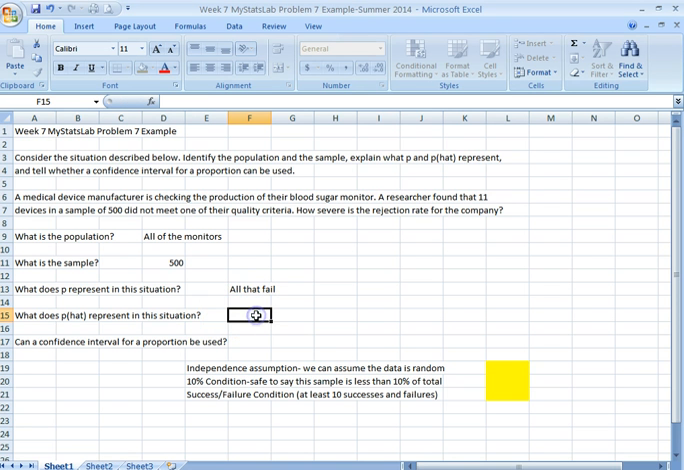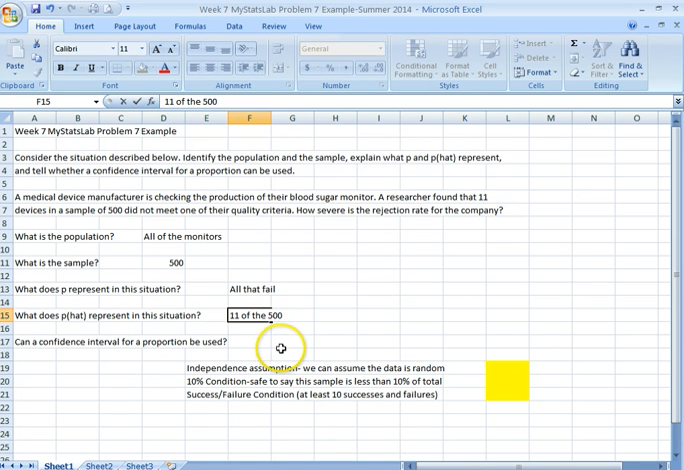All right, part 4 asks us, what does P hat represent? Well, in this case, P hat is going to be the observed proportion in the sample. Okay, so the failures within the sample. So P hat represents the proportion of the 500 that did not pass quality control. So in this case, it will be 11 of the 500. So that would be our P hat.